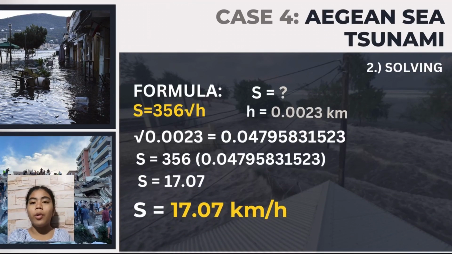On the last case, we will again solve for the speed, and the tsunami's height is 0.0023 kilometers. So once again, we will find its square root, which is 0.0479583153. Then we multiply it again by 356, and we will get the answer of 17.07 kilometers per hour. And that is the speed for the last case.